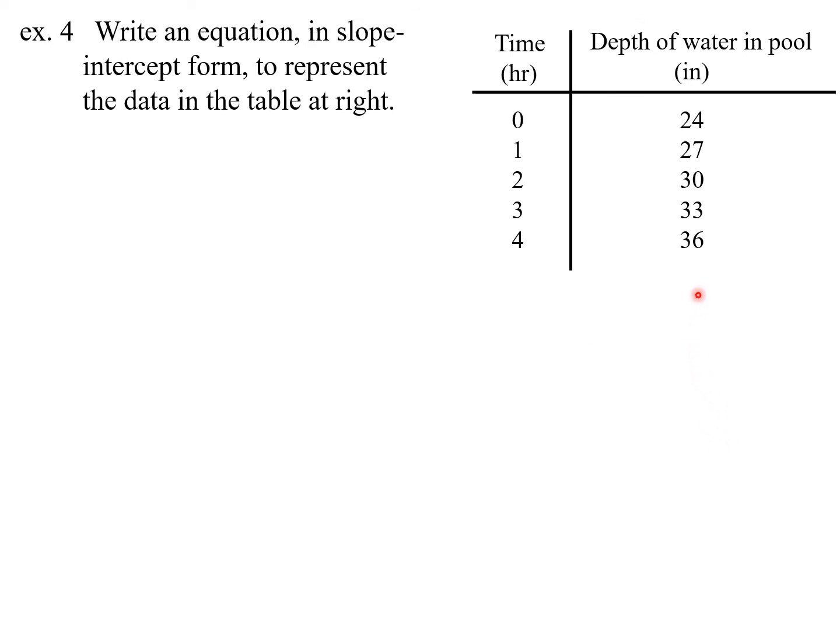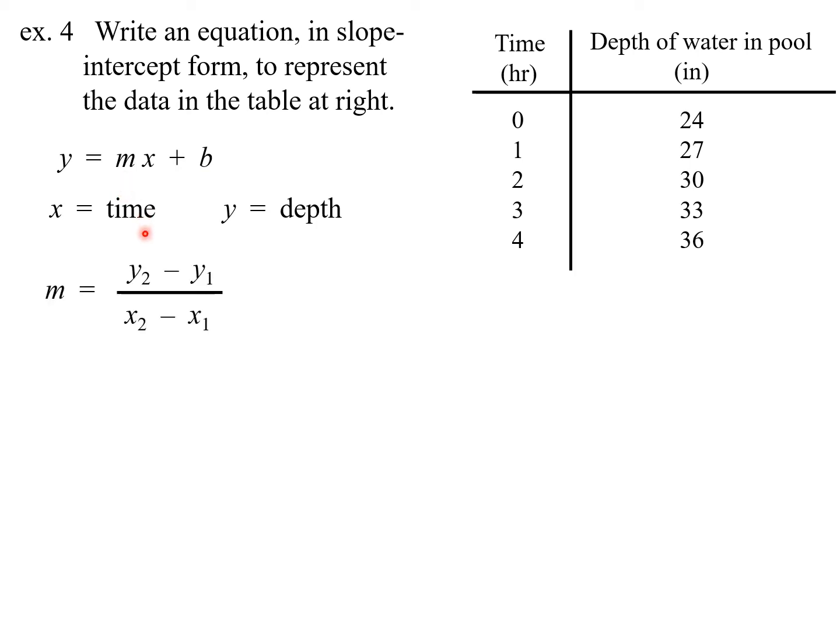Write an equation in slope-intercept form to represent the data in the table at right, this table over here. So, okay, they want slope-intercept form, so we're going to use y equals mx plus b, where x is going to be the independent variable, the time, and y is going to be the dependent variable, the depth of the water in the pool. Okay. Now, if we're going to write in slope-intercept form, we're going to need the slope, and we're going to need the y-intercept.